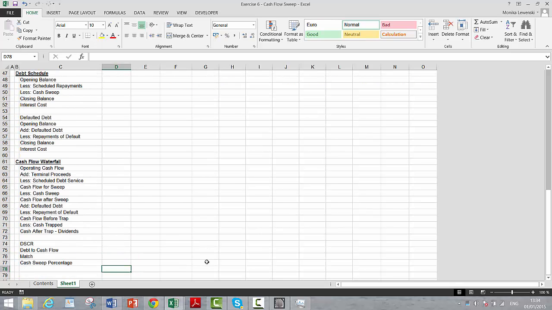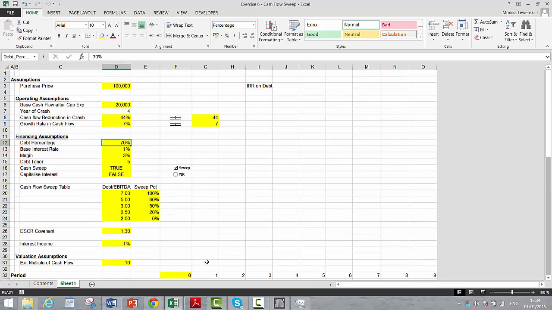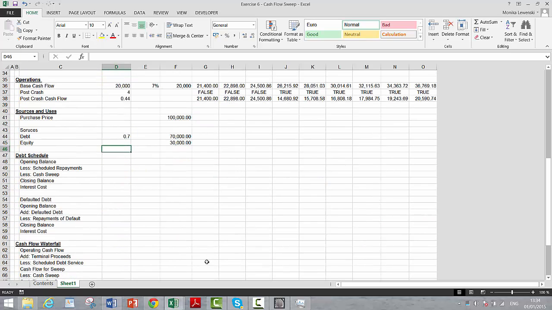So I think we're kind of ready to go, and let's make the closing balance of our debt come from the sources and uses statement, and the opening balance equals the closing balance.